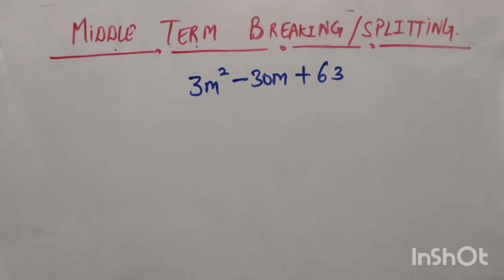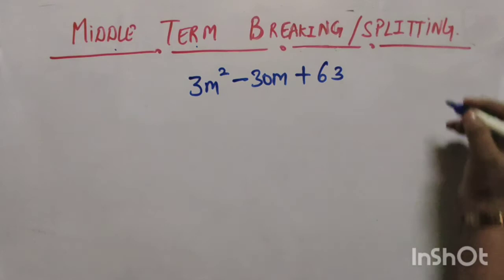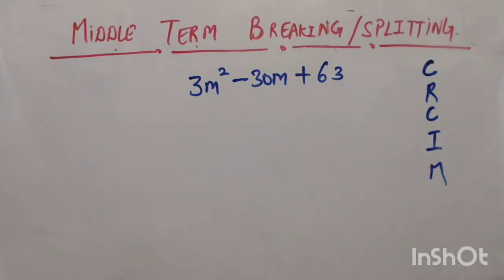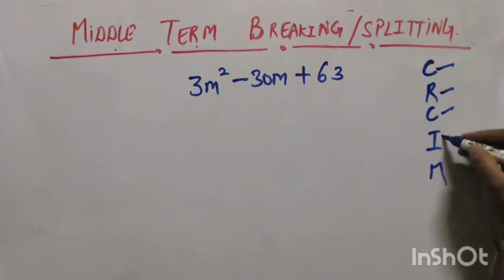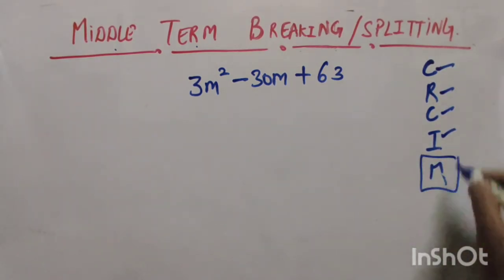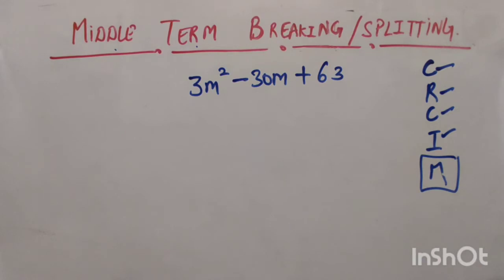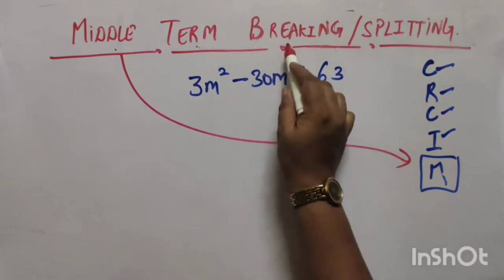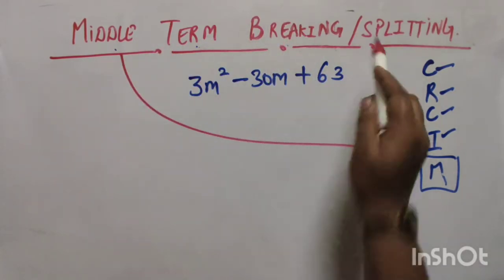Today we are going to discuss the topic middle term breaking or middle term splitting. Now, what is that? As we have discussed in our previous classes, the steps to factorize any algebraic expression are CRCIM. We have discussed CRCI already, so we are left with only M. This M stands for middle term breaking or middle term splitting.